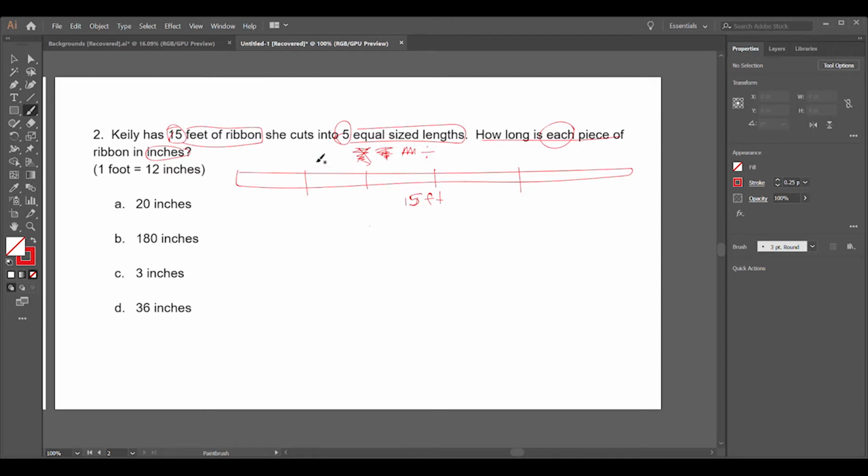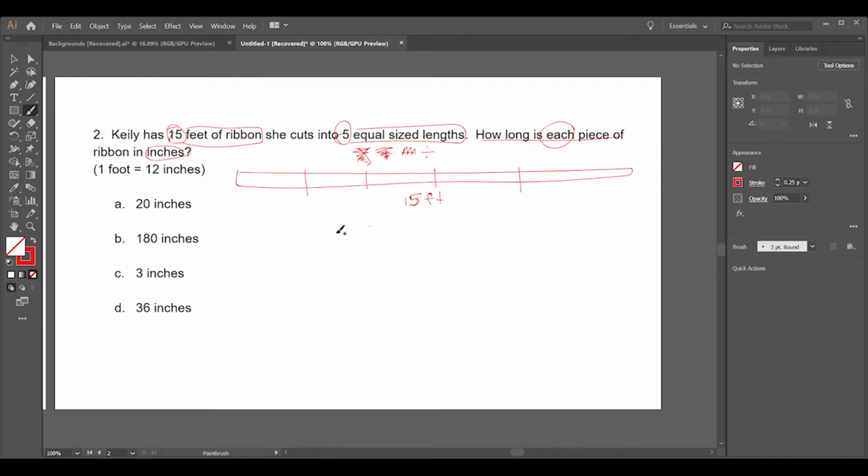and that kind of goes in line with what the first sentence tells us. She has 15 feet. She decides to cut it into 5 equal lengths, so we are dividing the 15 feet into 5 pieces. We're dividing, and we're dividing by 5. So 15 divided by 5. So let's go ahead and take care of that.